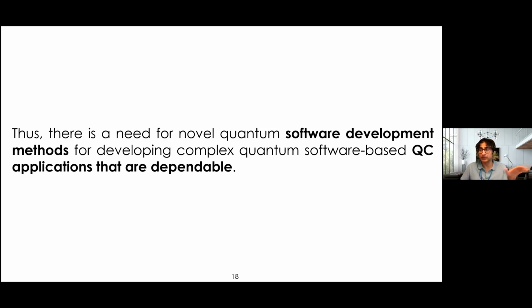So if we don't do the same thing, we should start thinking about this right now, in parallel as the quantum computing community is being developed. In parallel, we need to start thinking about these methods and develop some method alongside it. This is what we think.